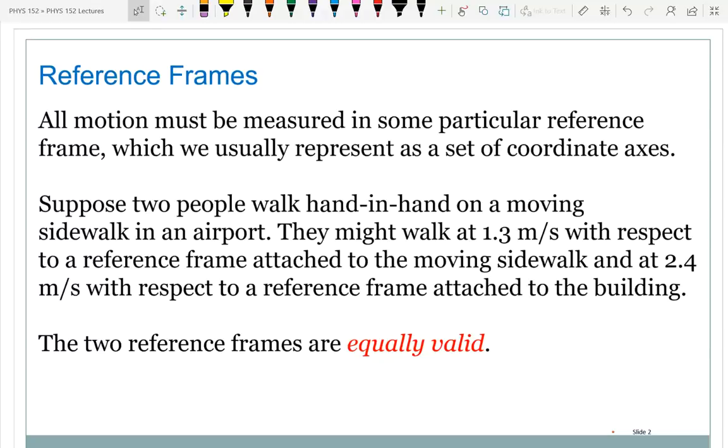Now, I have here an example of two people walking hand in hand on a moving sidewalk at an airport, and they might walk at 1.3 meters per second with respect to a reference frame that's on the sidewalk. So you're on this moving sidewalk, just moseying at 1.3 meters per second. Somebody who is on the moving sidewalk and not moving would measure you as moving relative to them at what speed? 1.3 meters per second. But if that moving sidewalk itself is moving at 2.4 meters per second, and there's somebody who's standing in the airport watching you, how fast would they say you're going?